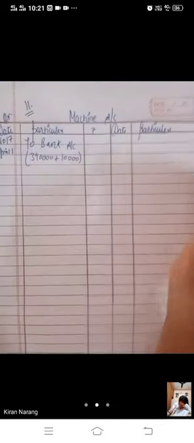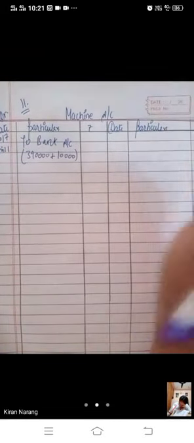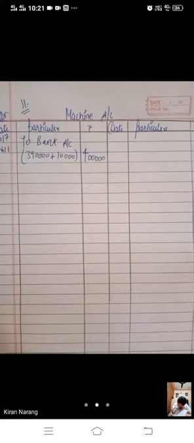3,90,000 was the cost, bache, and total 10,000 they have spent on expenses. Different expenses they have done, totaling 10,000. So the cost of asset today is rupees 4 lakh. On April 1, 2017, they have purchased one machine costing rupees 4 lakh total.